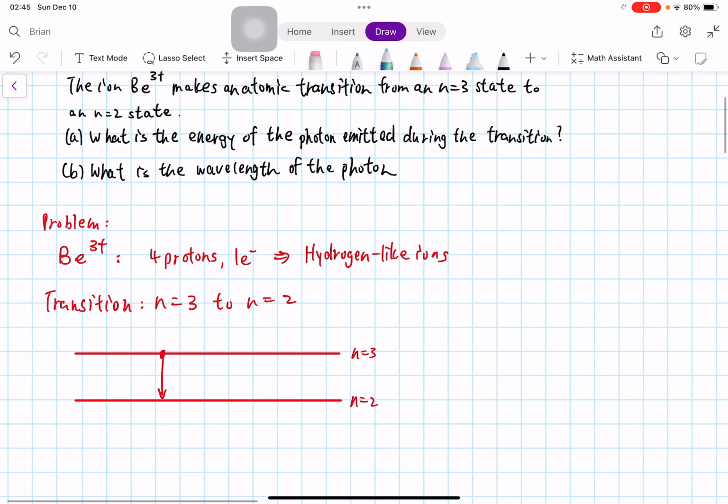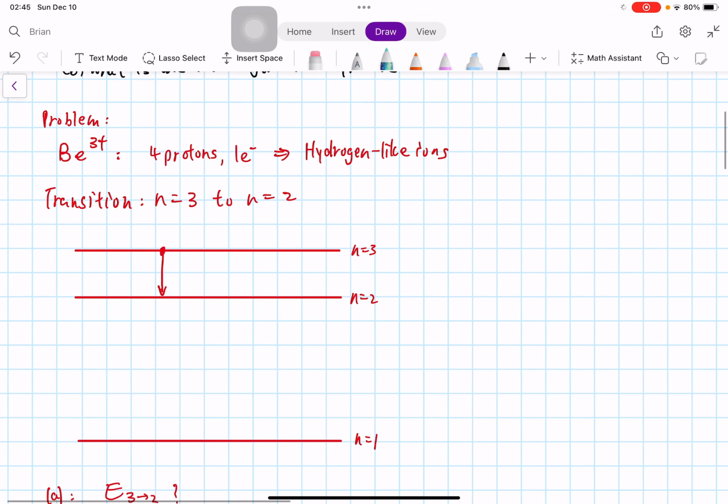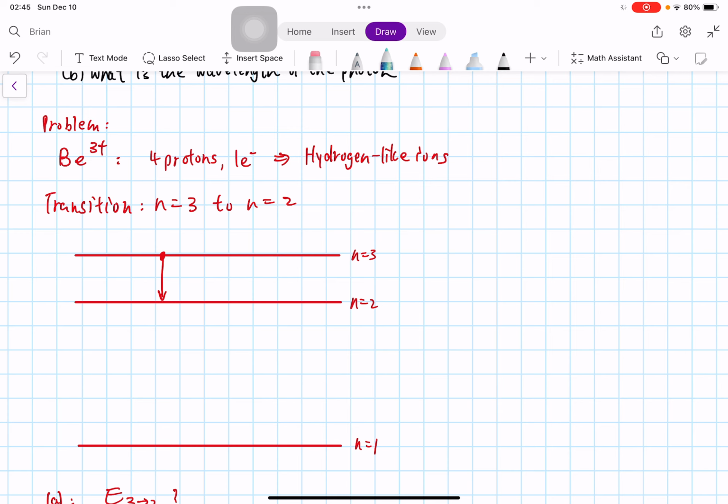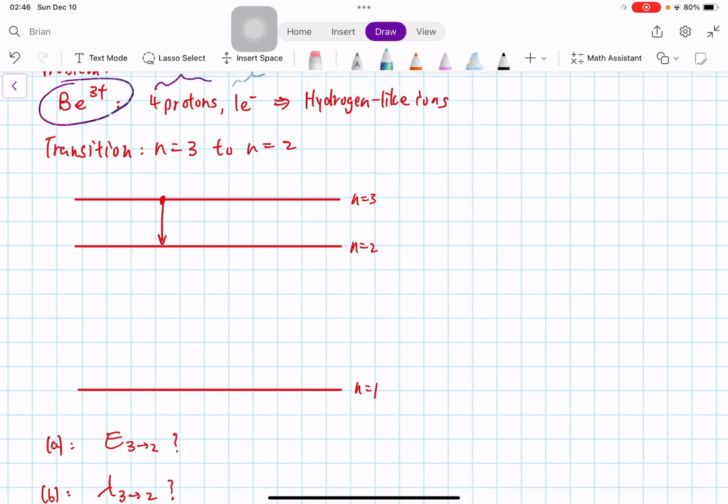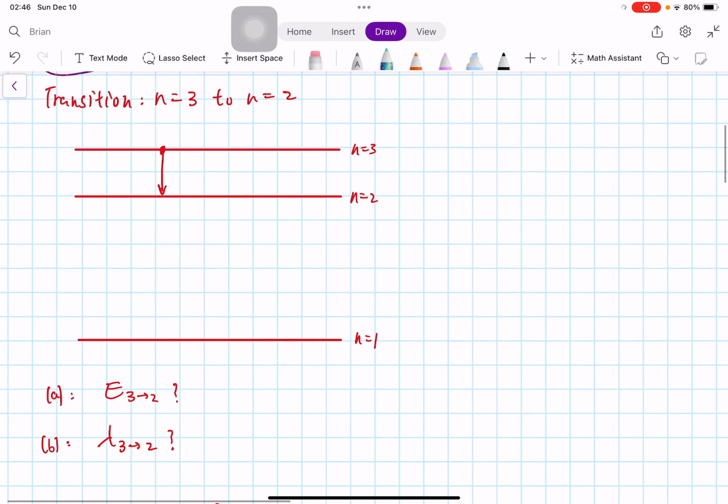So as I define the problem, I first identified that beryllium 3+ has 4 protons and 1 electron. And because it has 1 electron, this means that this is a hydrogen-like ion. The question says it transitions from n equals 3 to n equals 2. So as I draw the energy diagram here, I'm indicating that this electron goes from n equals 3 to n equals 2.